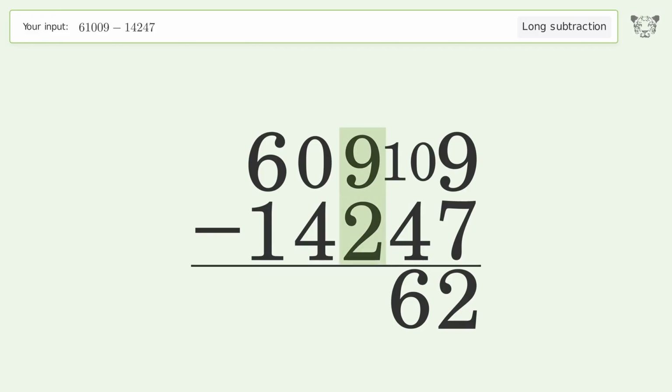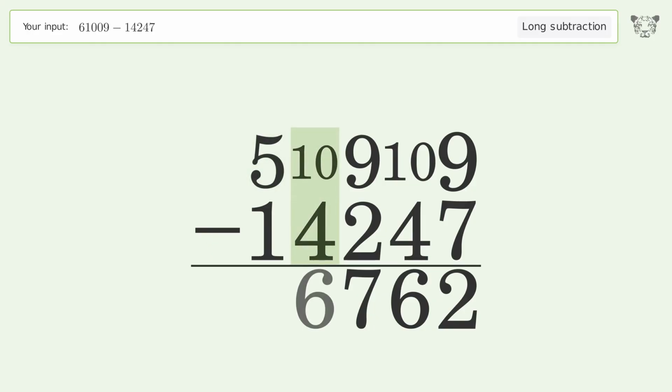9 minus 2 equals 7. Because the upper digit, 0, in the thousands column is too small to get a positive difference, borrow 1 from the digit, 6, in the next number place, which becomes 5, and get 10. 10 minus 4 equals 6. 5 minus 1 equals 4. And so the final result is 46,762.